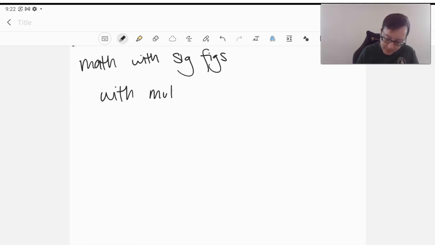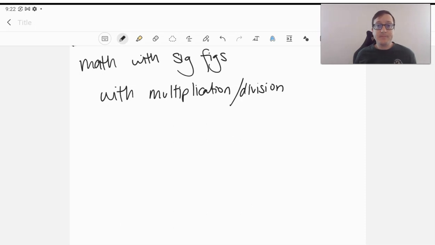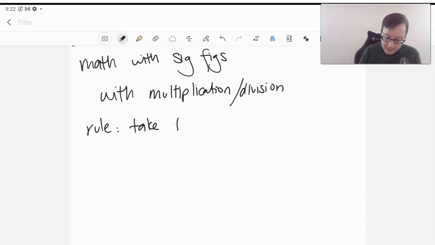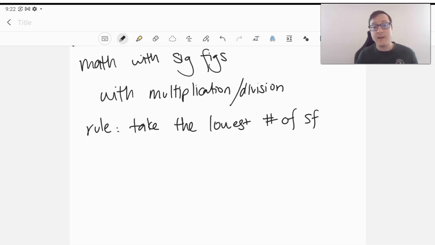So with multiplication and division, remember those are essentially the same operation. When we're dealing with multiplication and division, the rule is we're going to take the lowest number of sig figs for any of the numbers we're dividing or multiplying.